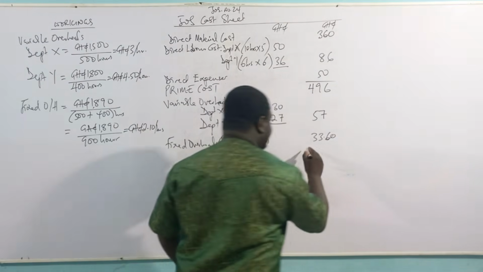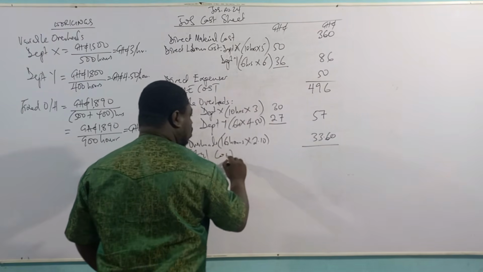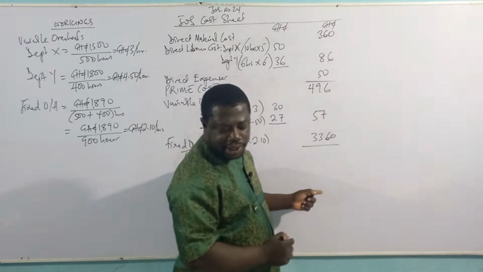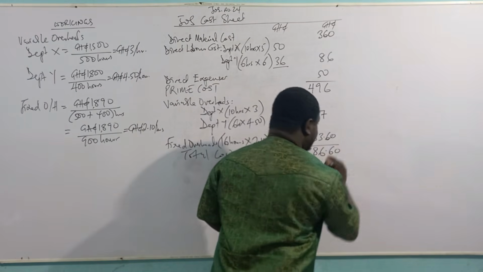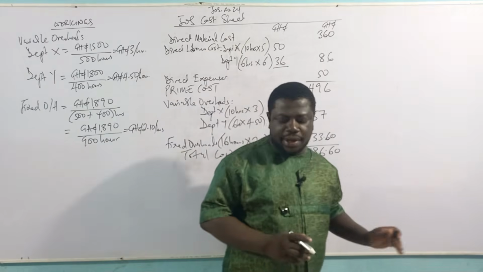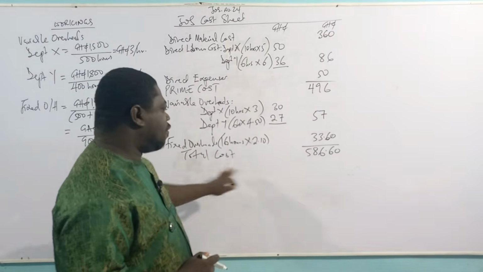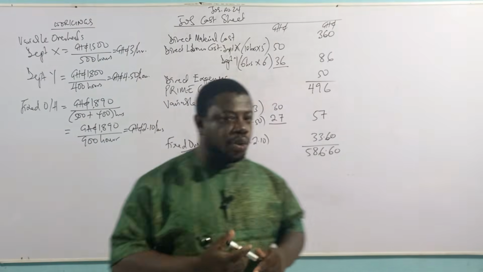And therefore, finally, we can say that the total cost for the job, by adding all this, is going to be 586 cedis 60 pesewas. So now that we have the total cost for the job, we can now find the selling price because the requirement is to find the selling price. So we are not done.